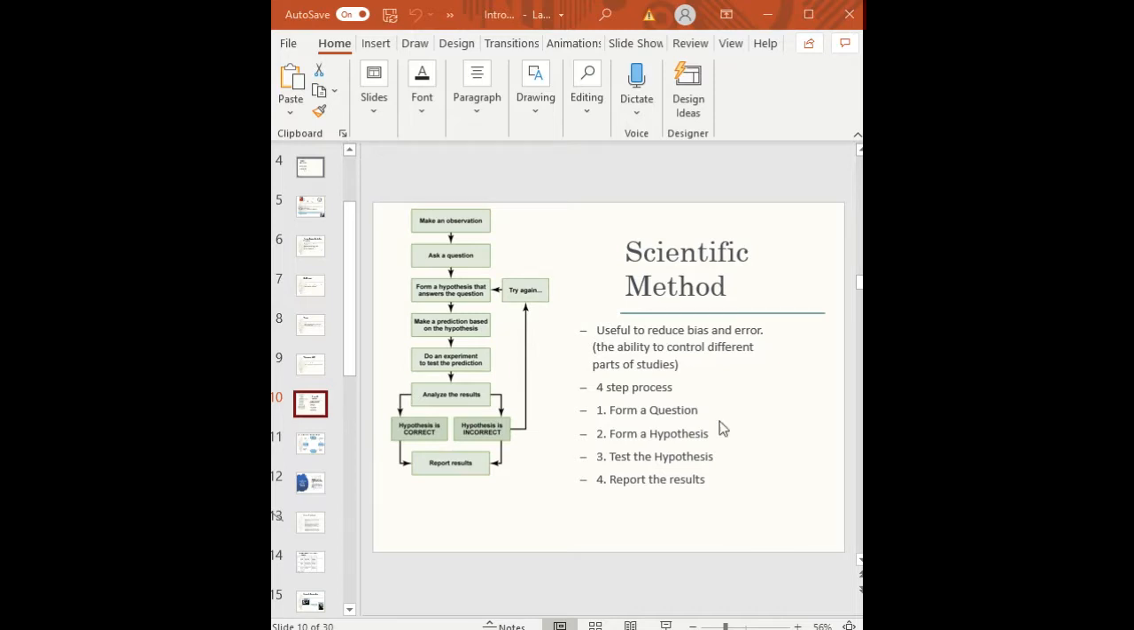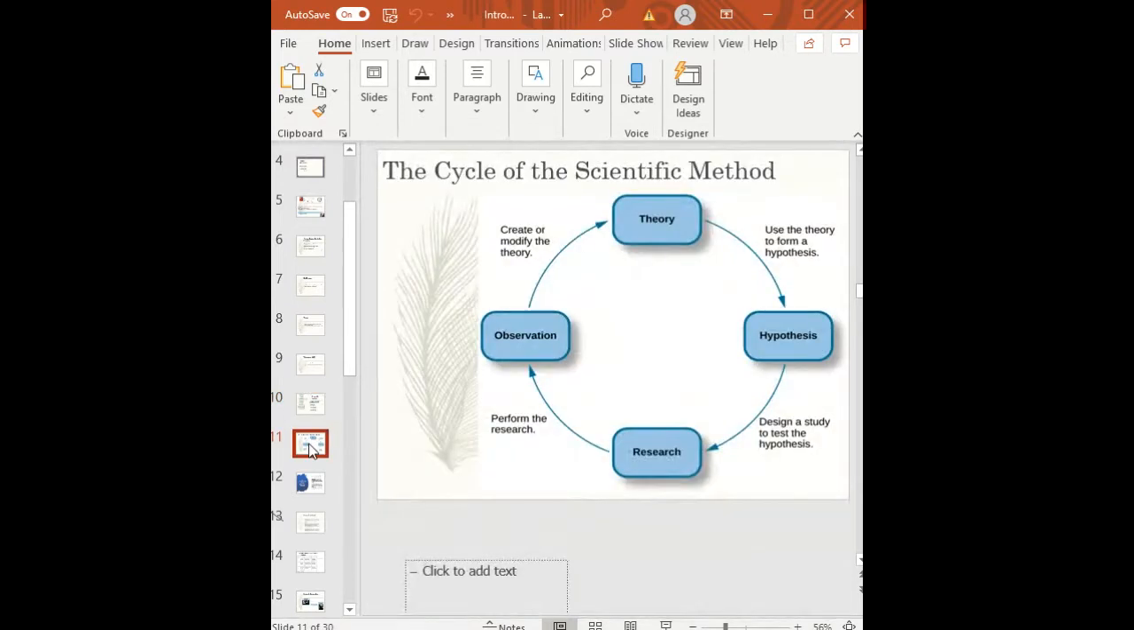We're going to go on to this slide. Okay, so this is just another picture of the same thing, the cycle of the scientific method, going from the theory, using the theory to form a hypothesis, from the hypothesis, designing a study to test it, and so you perform the research, then you have the observation. So you can create or modify the theory. Maybe you found something that didn't really make sense, so you change the question a little bit, try it again, and see what the results are.